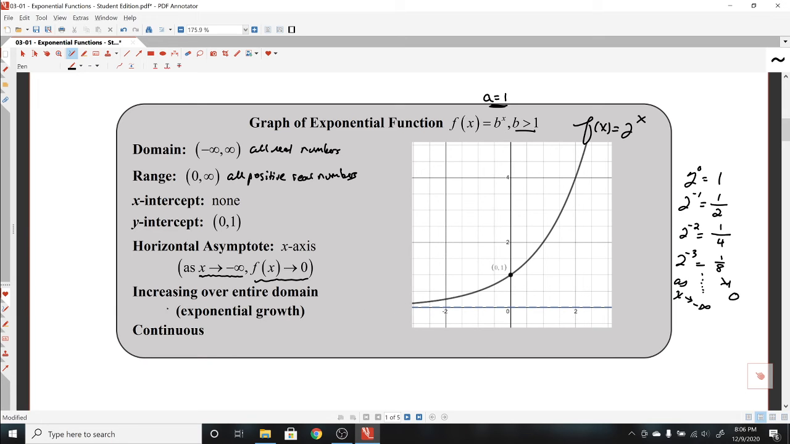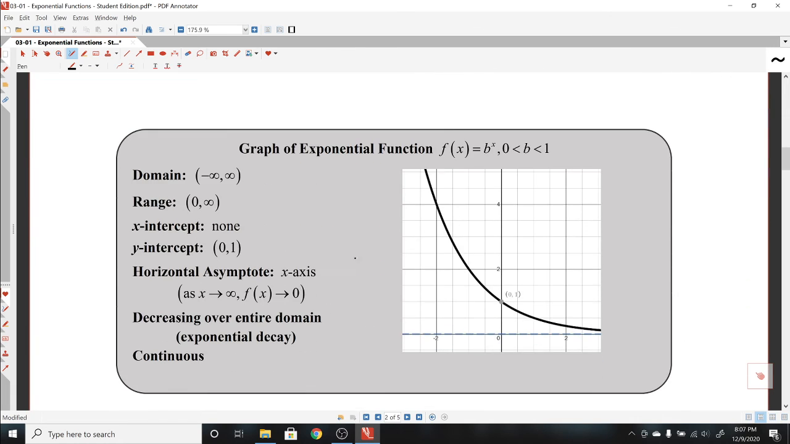Okay? Notice the function is increasing over the entire domain. It is always going to go up. We call that exponential growth, and it's continuous. There's no breaks. There's no, any sort of problems with the graph.